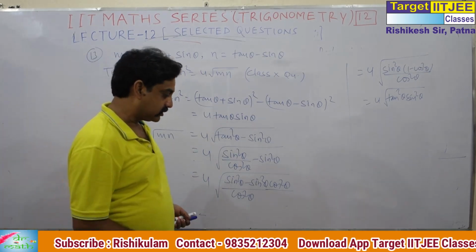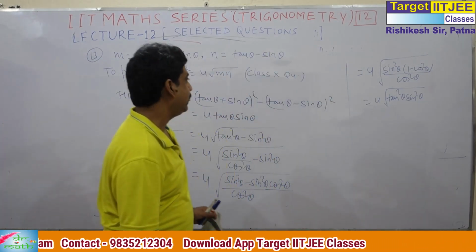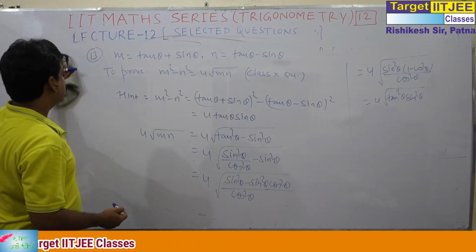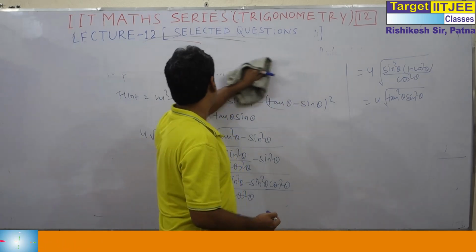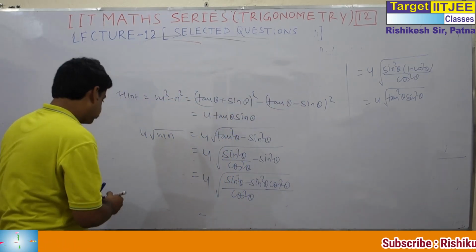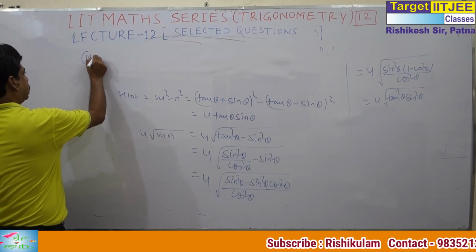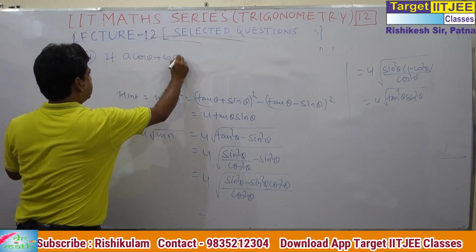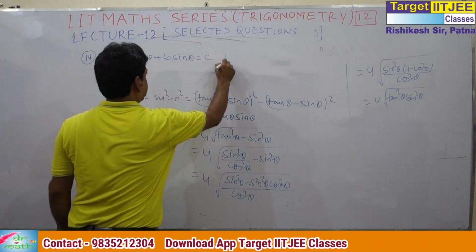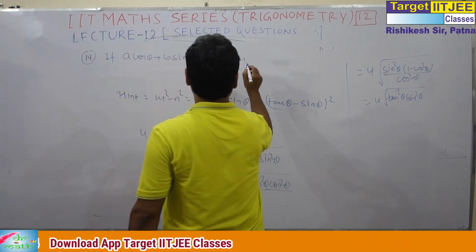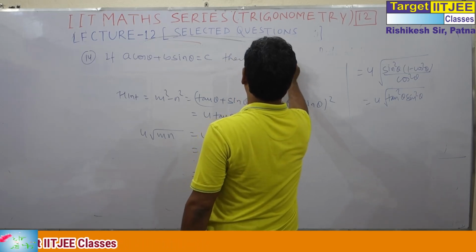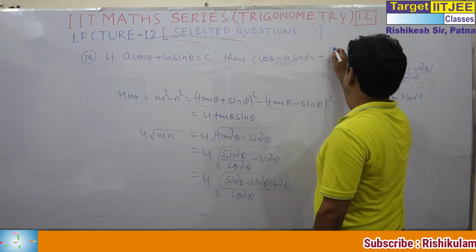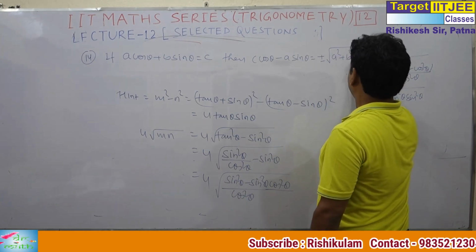Let me explain one more question. I have given an objective and I find many people do it in different ways. The question is like this, number 40. If a cos theta plus b sin theta is equal to c, then c cos theta minus a sin theta, something like that, a square plus b square minus a square.